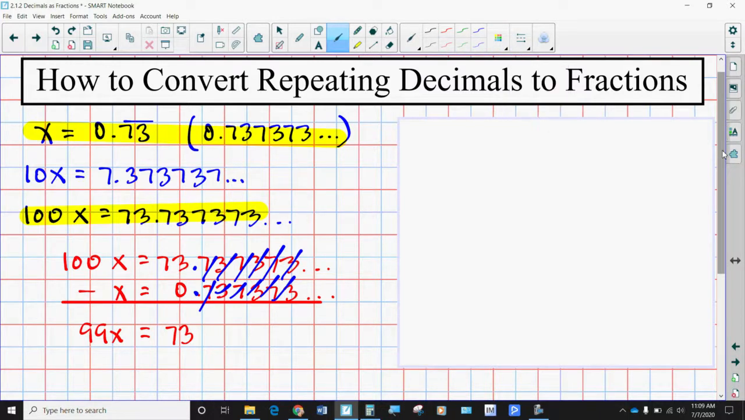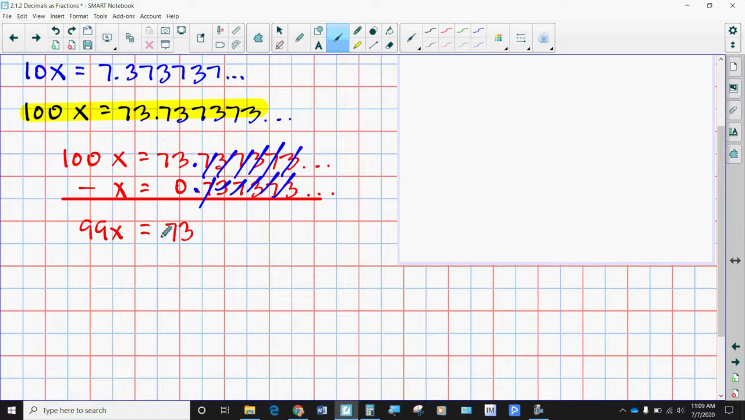So how do we finish this process? Well, this is a multiplication statement, right? It's saying 99 times x is equal to 73. So according to our mathematics multiplication families, if you take this number times that number gives you this, then this divided by that will tell you what that number is, right?